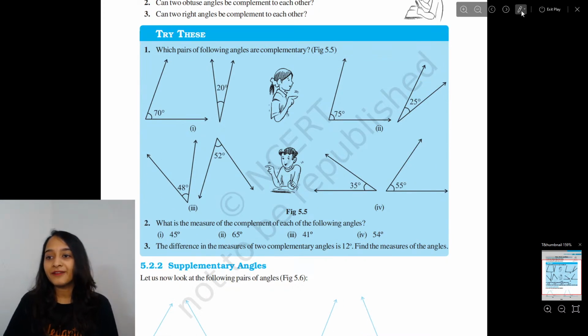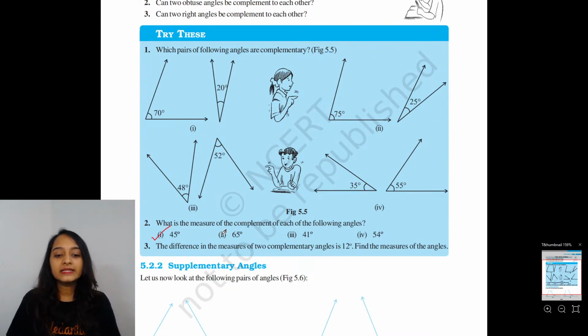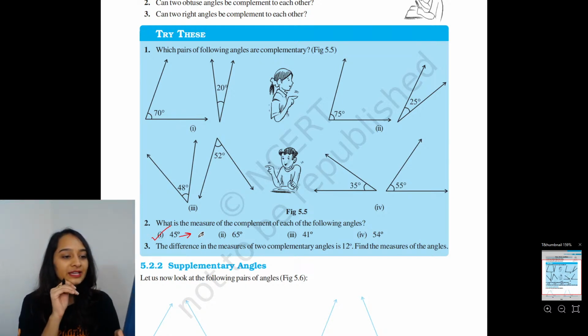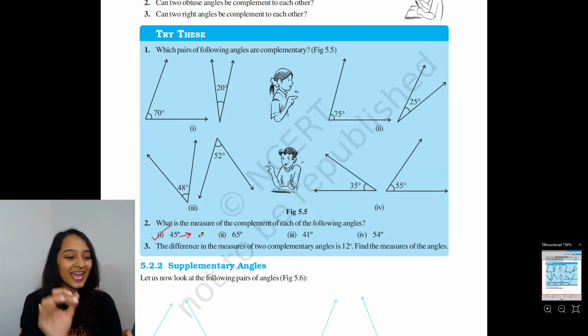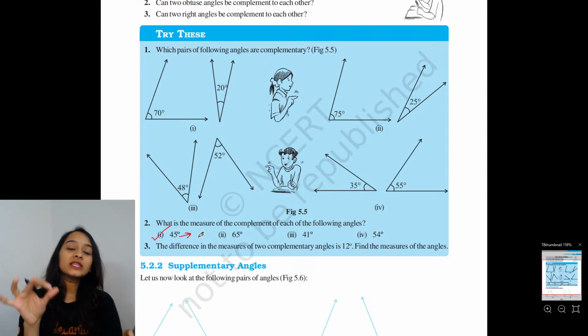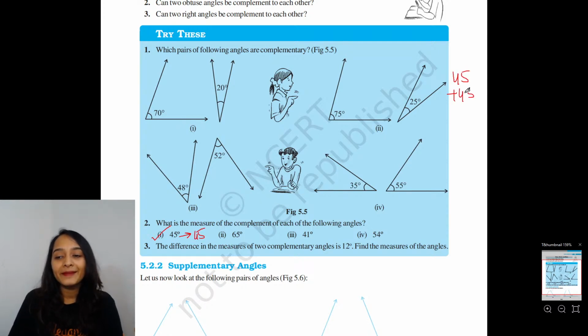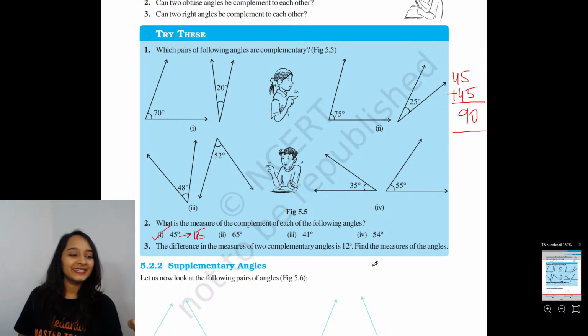Now, let us find out the measure of the complement of each angle. Come on, tell me, what is the complement of 45? Let me see who answers this first. Exactly, Mona Lisa got it right. Yes, the complement of 45 is 45 because when you add them, it should be equal to 90 degrees.